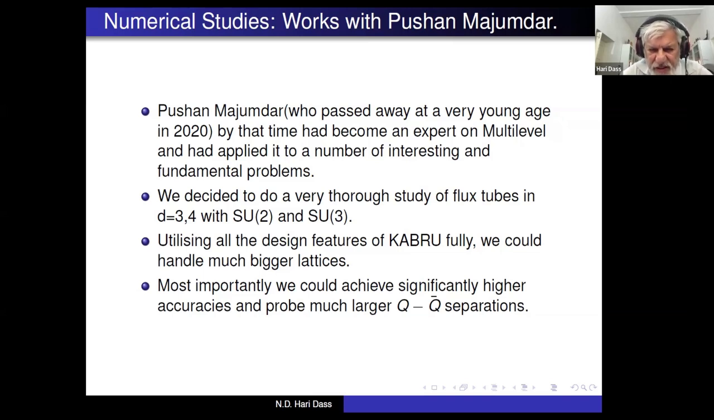Utilizing all the design features of Cabru, we could handle much larger lattices and, more importantly, push to larger QQ-bar separations, which turned out to be a game changer.